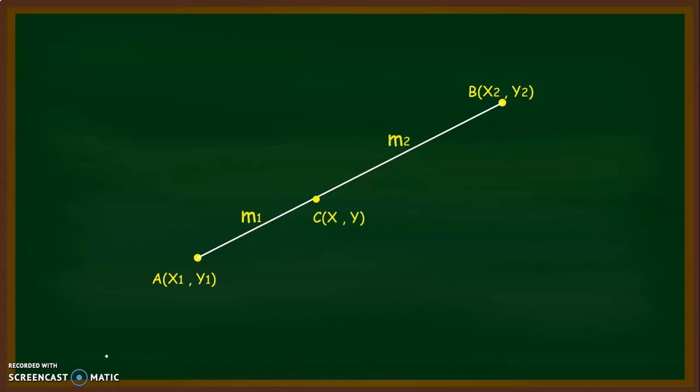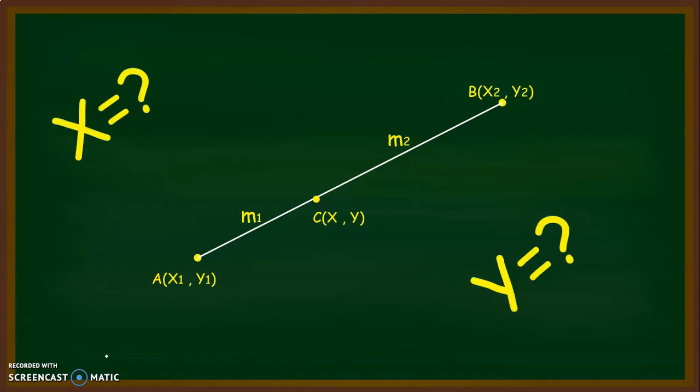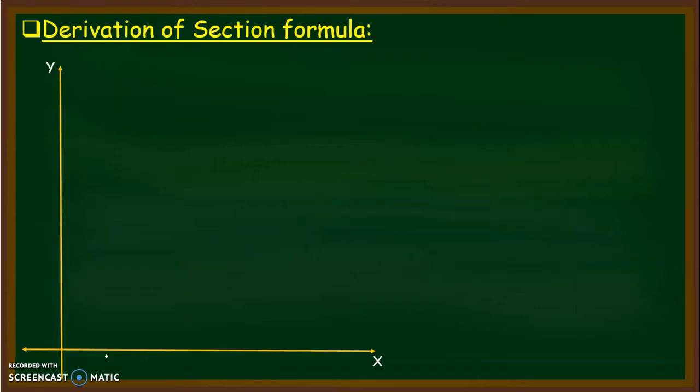So here if you want to find out the coordinate of point C, that is the value of x and y, we can use this section formula. First of all, let's see the derivation of section formula, and then we will do some practice problems based on section formula.